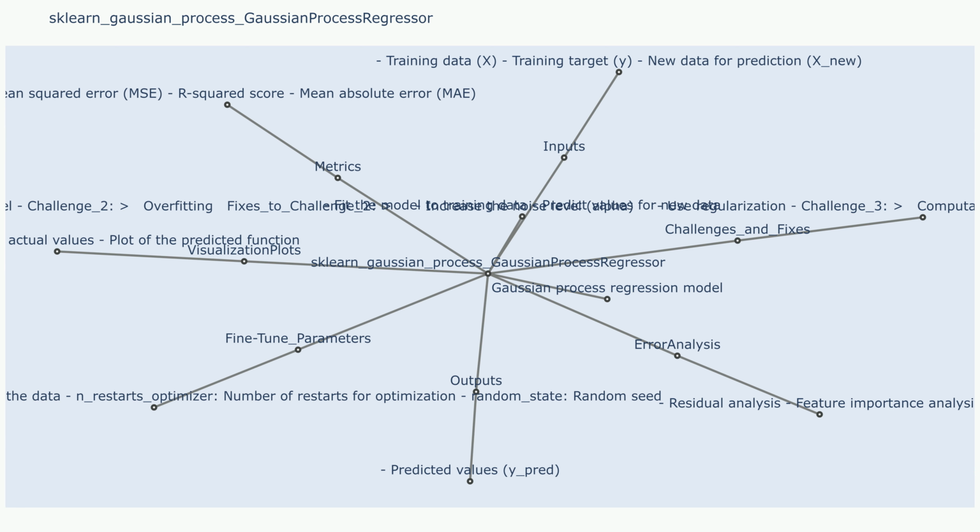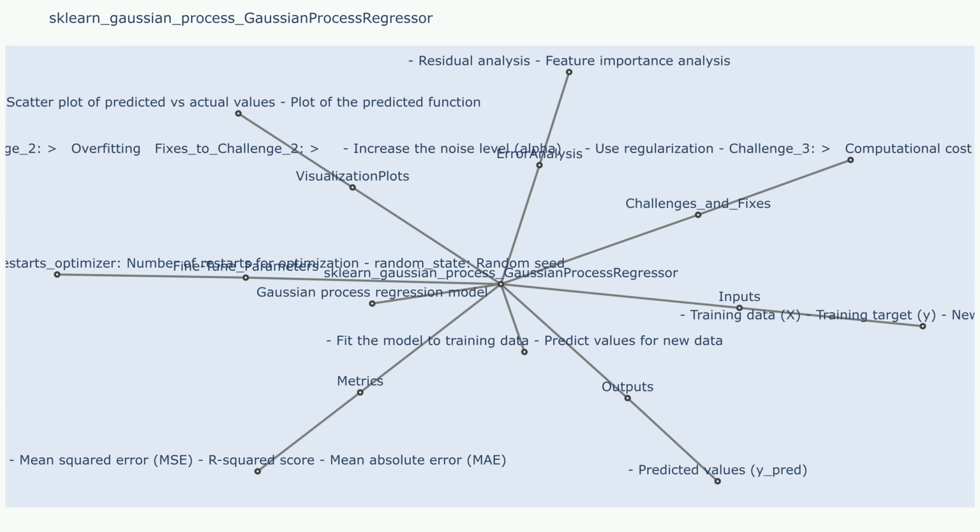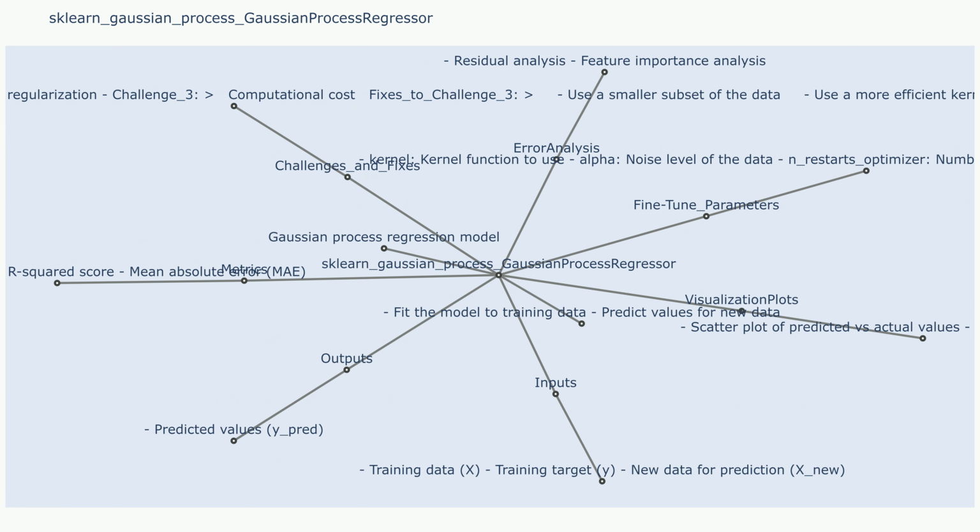Inputs. X. This is your training data, consisting of a 2D array where each row represents a data point, and each column represents a feature. Y. This is your target variable, a 1D array containing the corresponding values for each data point in X. Outputs. YPRED. This is the predicted value for the target variable based on the fitted Gaussian process model. It's a 1D array representing the predicted output for each input in the test data.